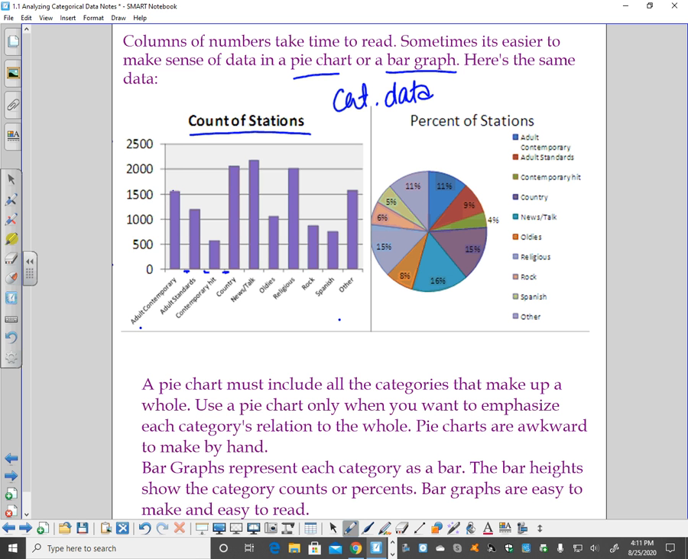And then the height of the bars represent the counts, because that's what these are. These are the counts. They could have done the percentage if they wanted to, and then this would just go from 1 to 100%. But the bars represent for this one the count of the stations.